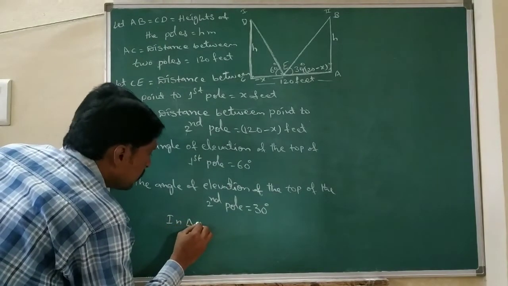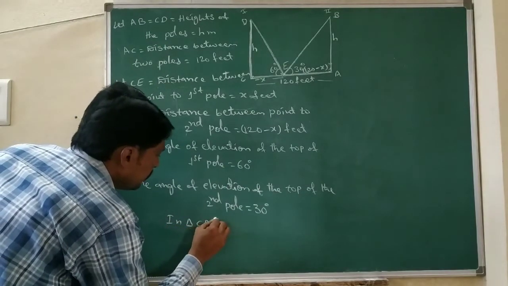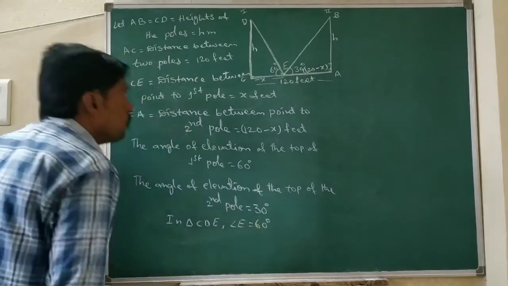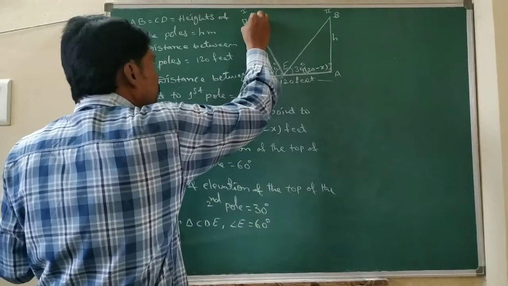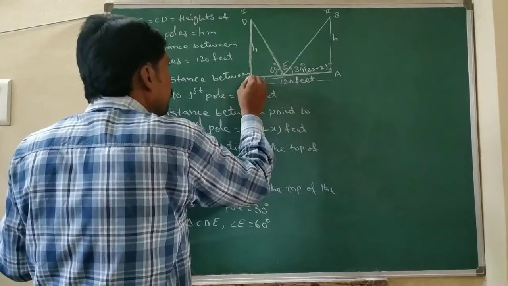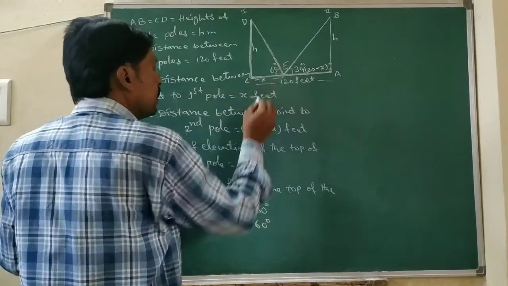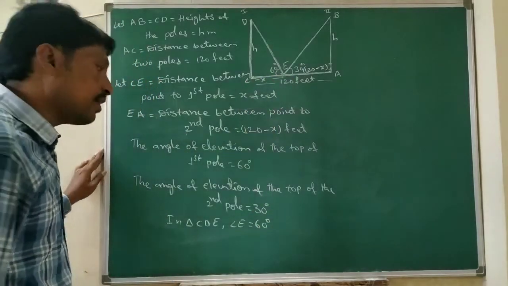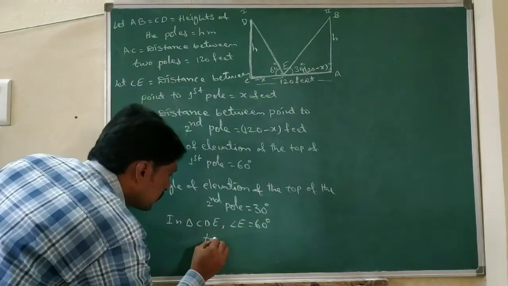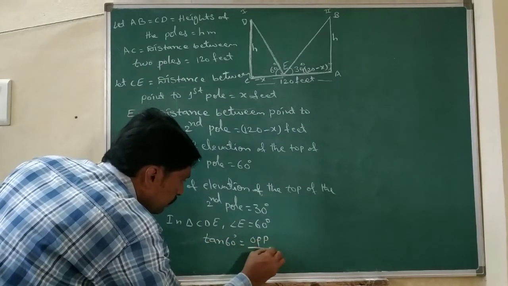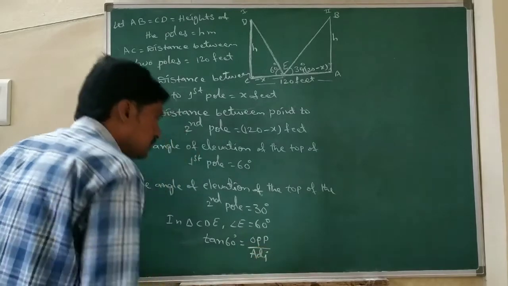In triangle CDE, angle E equals 60 degrees. So CD is the side opposite to 60, and CE is the side adjacent to angle 60. So tan 60 degrees equals opposite by adjacent.